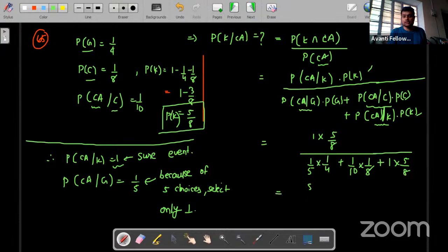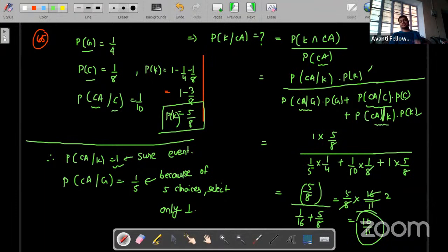So now we can solve this. In the numerator 5/8 is there, and in the denominator we can solve. This is 1/20, 1/20 and 1/80. So the LCM is 80, so 4 plus 1, 5/80. 5/80 is 1/16. So 1/16 plus 5/8. The LCM in the denominator is 16, so we will write 1 plus 2 into 5, 10, 10 plus 1, 11. So this will be 11/16 in the denominator, and 10/11 is my final answer.